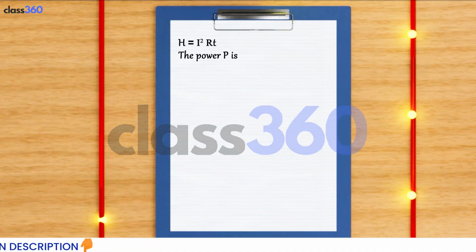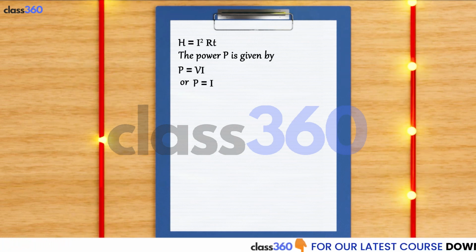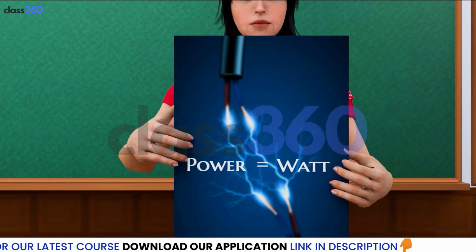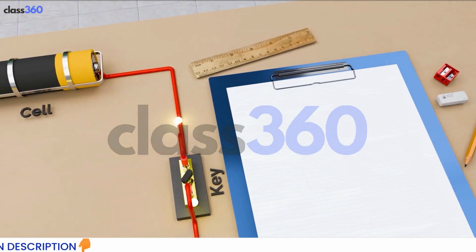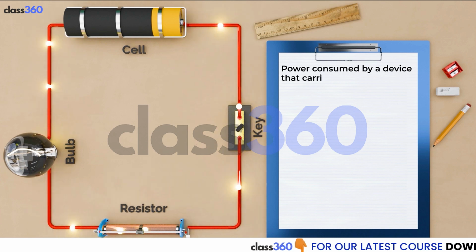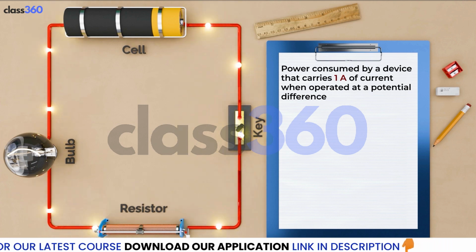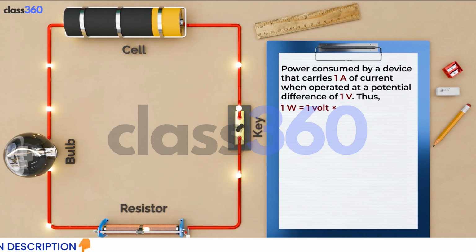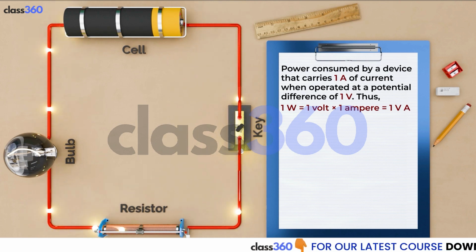The power P is given by P is equal to V into I, or P is equal to I square into R. It's equal to V square upon R. The SI unit of electric power is watt. Capital W is the sign of watt. It is the power consumed by a device that carries 1 ampere of current when operated at a potential difference of 1 volt. Thus, 1 watt is equal to 1 volt into 1 ampere. It's equal to 1 VA or 1 volt ampere.